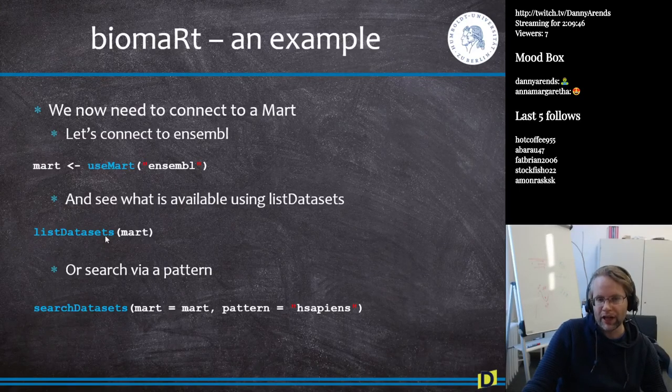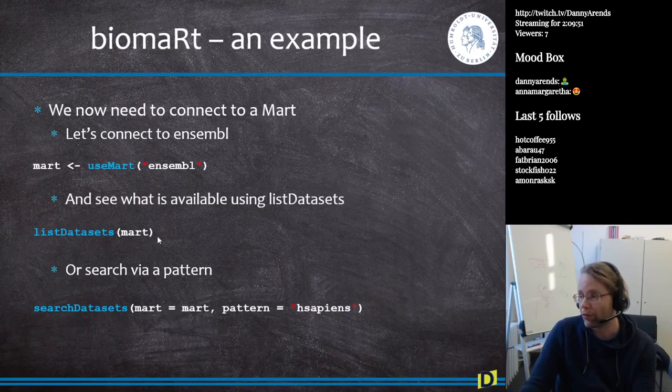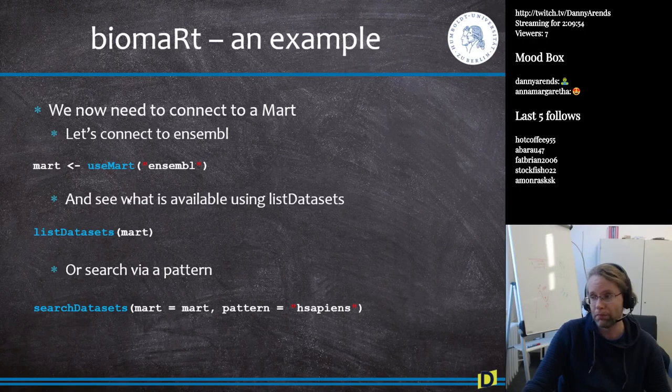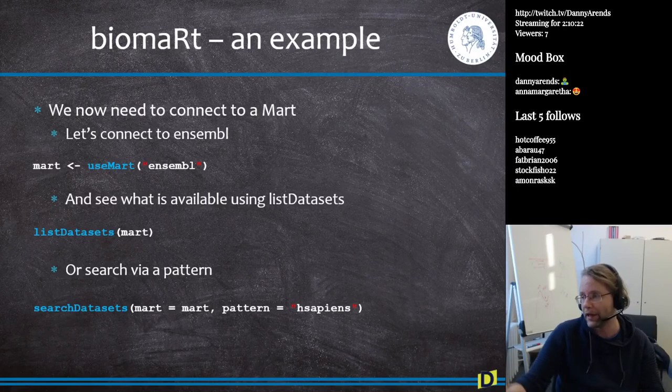Then we can use the list data sets function to see which data sets are provided by this mart, right? Because initially I have no idea how Ensembl calls their mouse data set. We can also search via pattern. So we can say search data sets, mart is mart, pattern is, and then search for mouse or homo sapiens or whatever you want to search for. This is just a pattern. You can use wildcards as well. So you can also say mo star, then it will give you back all of the data sets where there's an m, an o, and then anything behind it.